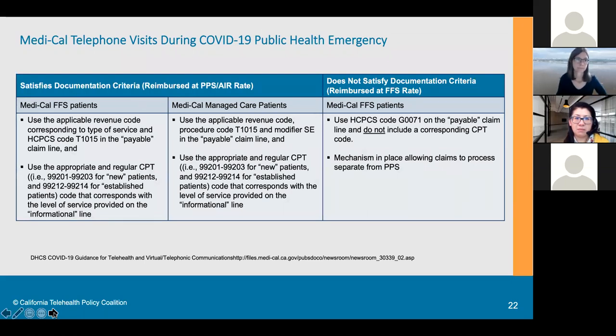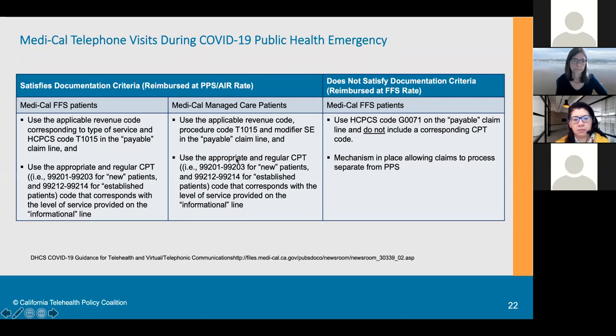So what's outlined on this slide is the billing requirements for telephone visits for Medi-Cal when it meets the documentation criteria and then when it does not. So in that first column there, you'll see this is the billing guidance for a Medi-Cal fee-for-service patient that's receiving care through a telephone visit. So in this instance, you would bill using the applicable revenue code that corresponds to the type of service being provided and the HCPCS code T1015 in the payable claim line. And then you'll also include the appropriate CPT code. DHCS is instructing health centers to use the codes for new patient or established patient. And this is supposed to help them track which claims were done through telephone.